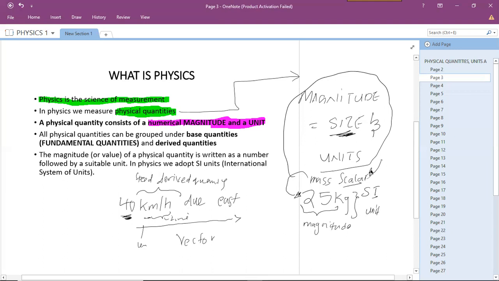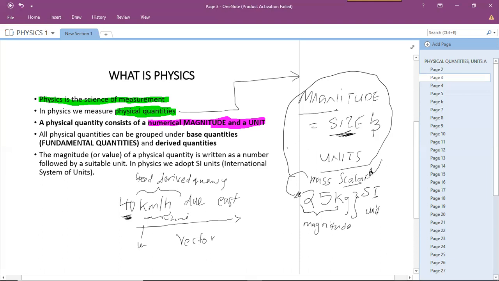We're going to talk about that. So here, that's actually the third point. So to recap, physics is the science of measurement. And what do we measure? We measure physical quantities. Physical quantities are the measurable characteristics that an object possesses. And all these physical quantities are going to have magnitude, which includes the size, and the unit, the numerical value, so that we can make sense of that.